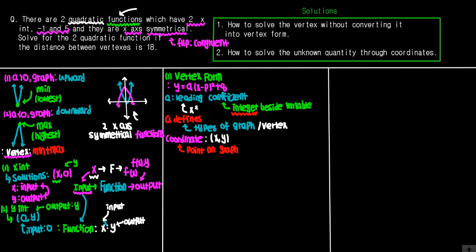But then our vertex coordinate will turn into p comma q, where p is our x value, our input, and q is our y value, the output of our function. This is what our vertex form is. And the reason why we convert this into a vertex form is because it is convenient when it comes to solving for the vertex of a function. But I know one more convenient way, and I'm starting right now.